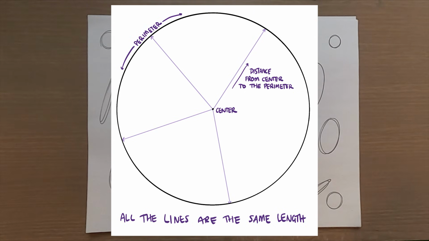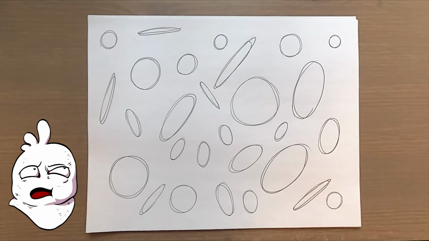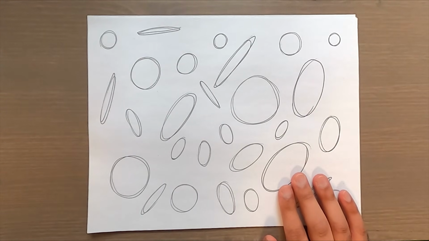A circle is a shape where any point along its perimeter is the same distance from its center as any other. It's going to be the same height as its width, so any rectangle we draw enclosing it on all sides would itself be a square. Pretty obviously, most of the shapes on this page don't fit that criteria.